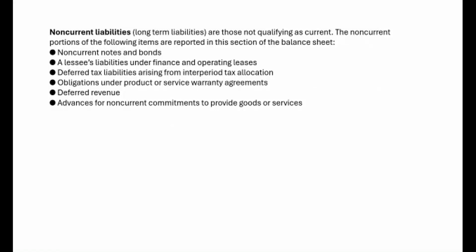Non-current liabilities, meaning long-term liabilities, are those not qualifying as current. The non-current portions of the following items are reported in this section of the balance sheet: non-current loans and bonds, or lease liabilities under finance and operating leases, deferred tax liabilities arising from interperiod tax allocation, obligations under product or service warranty agreements, deferred revenue, and advances for non-current commitments to provide goods or services.